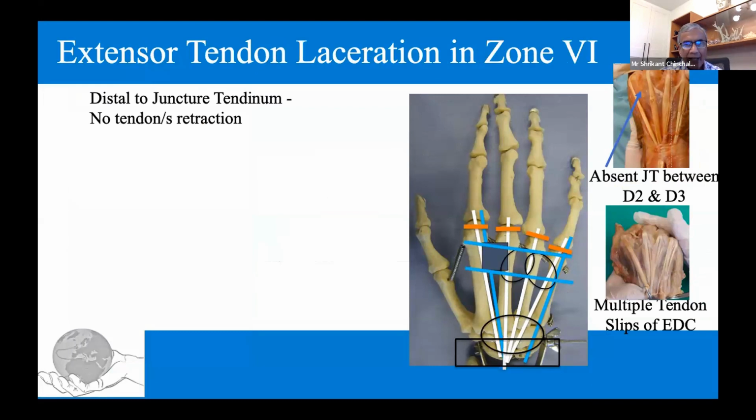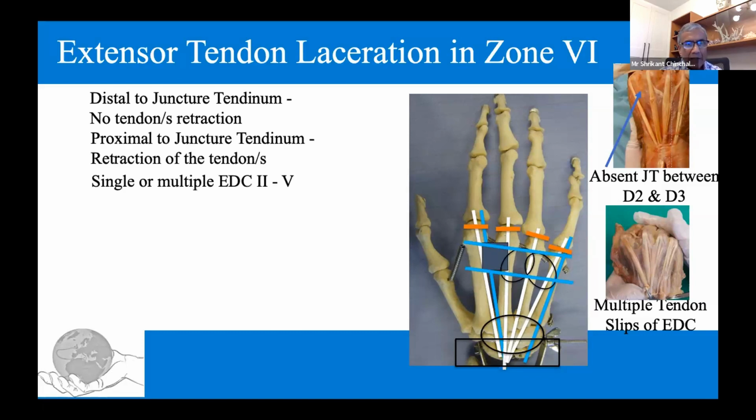But if you have an absent juncturae tendinum between index and long, obviously there is no supporting action provided by juncturae tendinum, so therefore the index tendon, if it is transected, is likely to retract proximally and significantly. And then proximal to the juncturae tendinum, if the tendons are transected, they definitely will have a retraction tendency.